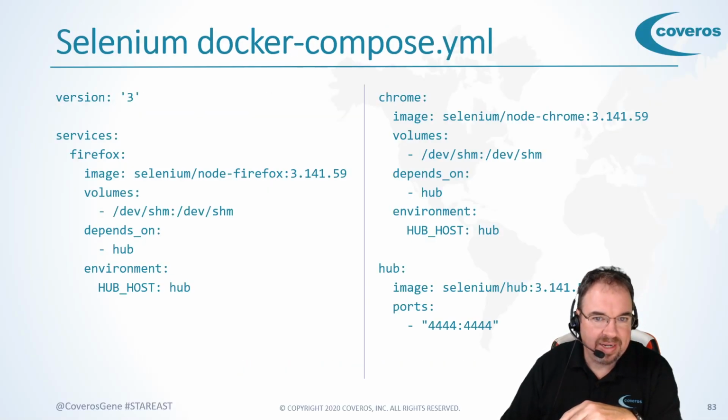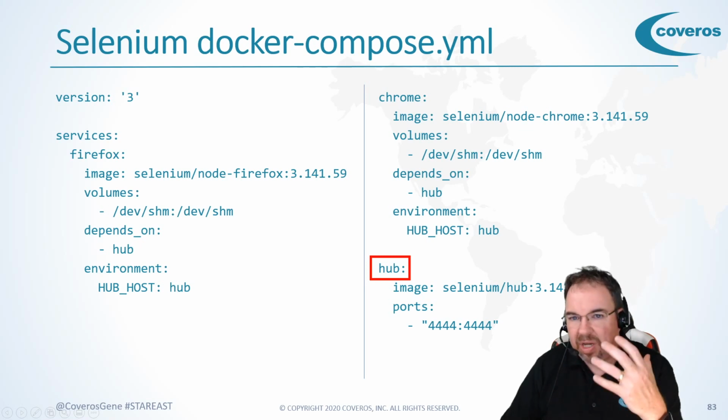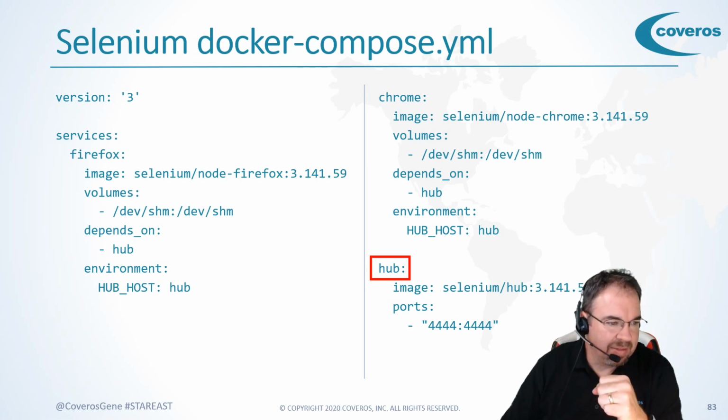If I go back in, we already went through what the Docker Compose looked like for Selenium. The big thing was that the hub name shows up here and here. Now I want to use that. So I have all this running. How do I access Selenium grid? Well, I write a Selenium test.